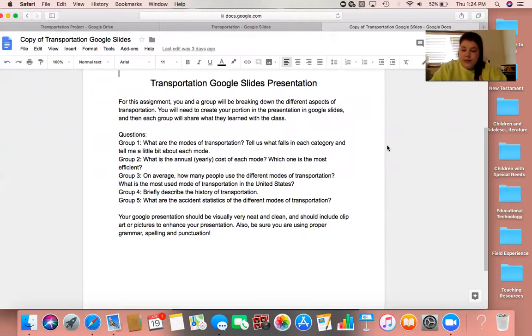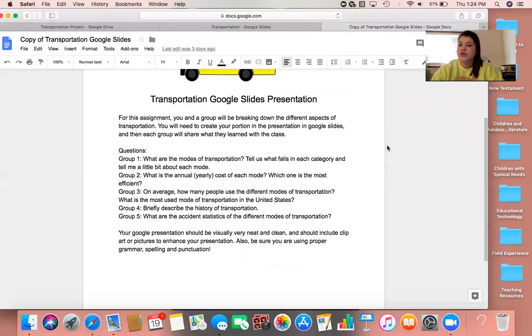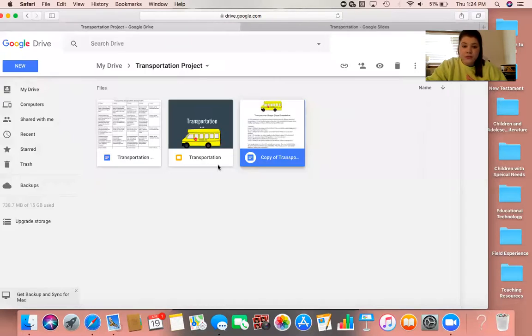Then another group did briefly describe the history of transportation. So basically, we started on feet, and then we went to bicycles, and so on and so forth. So they did the evolution of transportation. And then, what are the accident statistics? One of the kids was like, I didn't realize there were so many accidents in transportation. So anyway, they found that really cool.